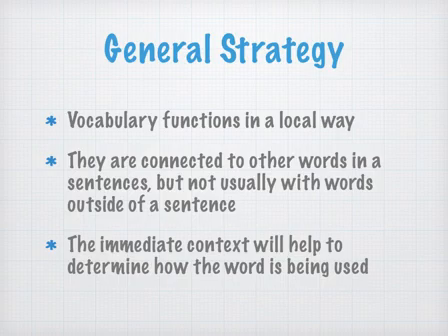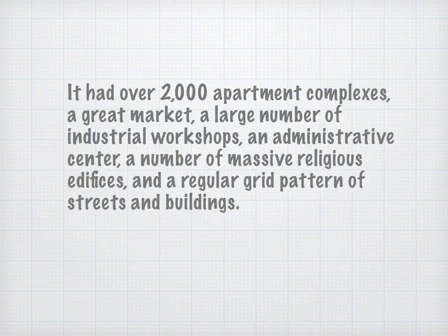The immediate context will help to determine how the word is being used. So we need to look at the word that's highlighted, look at the word that we're being asked to define, or find a synonym for, and spread out going forwards and backwards in the sentence to look at how we can best answer this question. So let's have a look at the sentence here. It had over 2,000 apartment complexes and a great market, a large number of industrial workshops, an administrative centre, a number of massive religious edifices, and a regular grid pattern of streets and buildings.